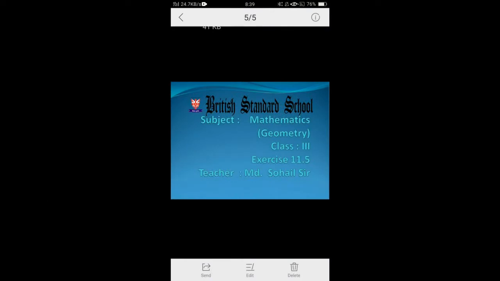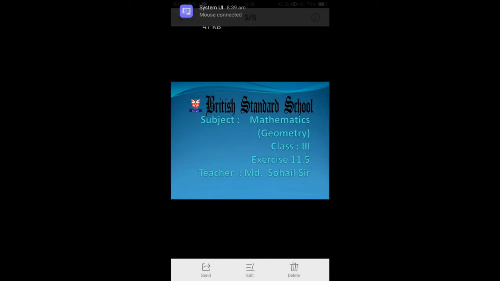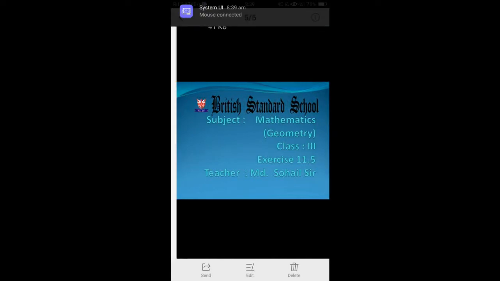Today I'm going to teach exercise 11.5 from level of maths. Let's enter the exercise work. Question number 1, they're talking about the line graph. So three basic things. If we discuss this line graph, that will be more helpful for you.